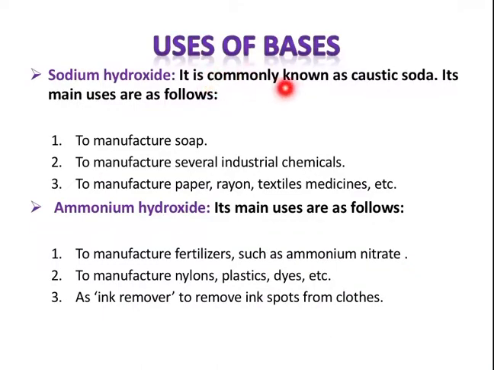It is commonly known as caustic soda. Its main uses are to manufacture the soap which we use daily, to manufacture several industrial chemicals, and to manufacture paper, rayon (a fabric), textiles, medicines, etc. Ammonium hydroxide: its main uses are to manufacture fertilizers such as ammonium nitrate, and to manufacture nylons, plastics, dyes, etc. It is also used as an ink remover to remove ink spots from clothes.